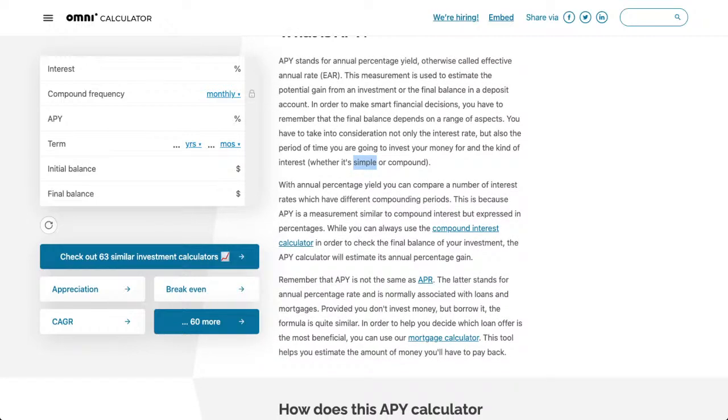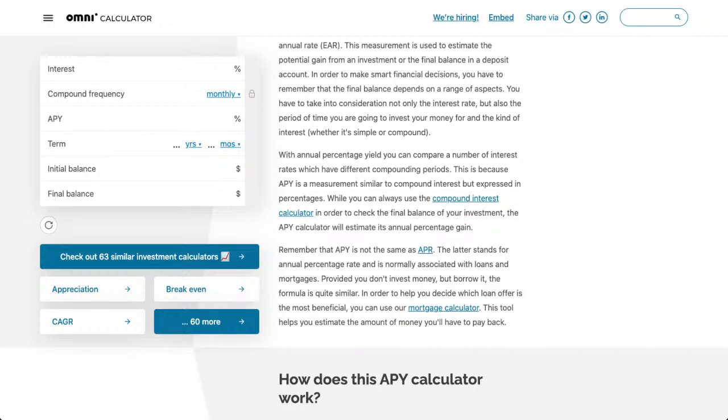So with annual percentage yield, you can compare a number of interest rates which have different compounding periods. So you can use it not only to tell you what the percentage yield is, but you can also compare it to other compounding periods. This is because APY is a measurement similar to compound interest, but expressed in percentages. You can always use the compound interest calculator, and you can obviously use the link below to get to that. In order to check the final balance of your investment, the APY calculator will estimate its annual percentage gain. And that's what a lot of people really care about.